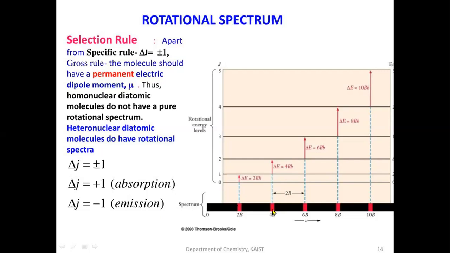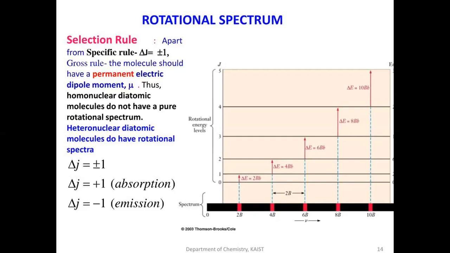The next possible transition is from J equal to 1 to 2, and the wave number of that line is 4B, then 6B, 8B, 10B. So you can see that for the rotational lines, you get a series of dark lines, and these dark lines are observed in the far infrared region. If you measure the wave number of these lines, they will fall in the microwave region. The far infrared region almost coincides with the microwave region of the electromagnetic wave. So this we have to observe.